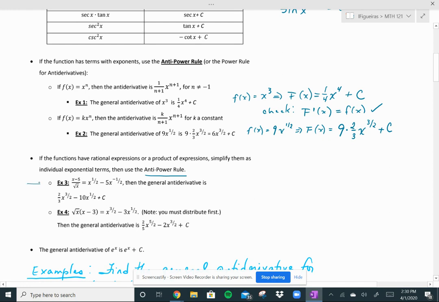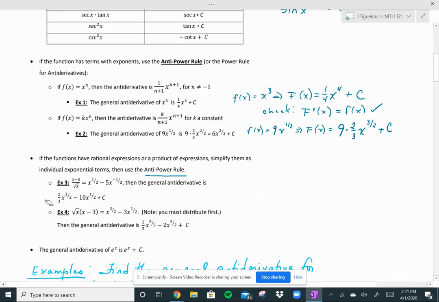So for example, in example 3, x minus 5 over the square root of x. If you divide x minus 5 by square root of x, you end up with two individual terms, x to the 1/2 and 5x to the -1/2. And then at that point, you can apply the anti-power rule to each of those individual terms, and you get this result here. This is your antiderivative. And again, don't forget to add the constant when you're looking for a general antiderivative.